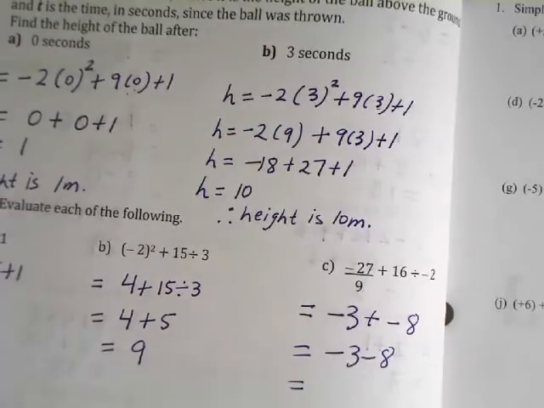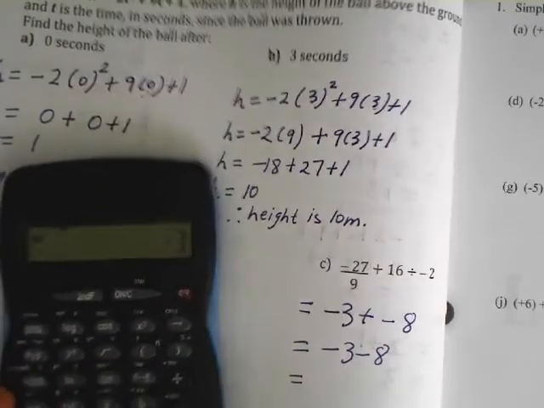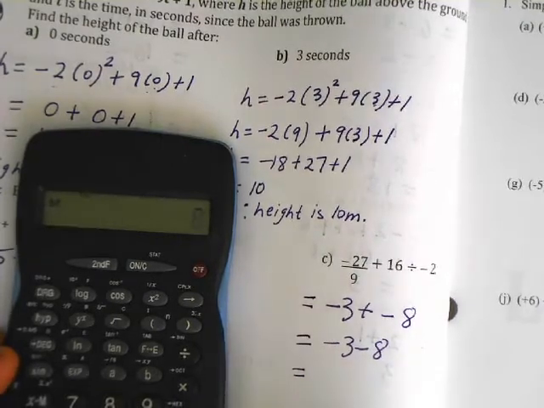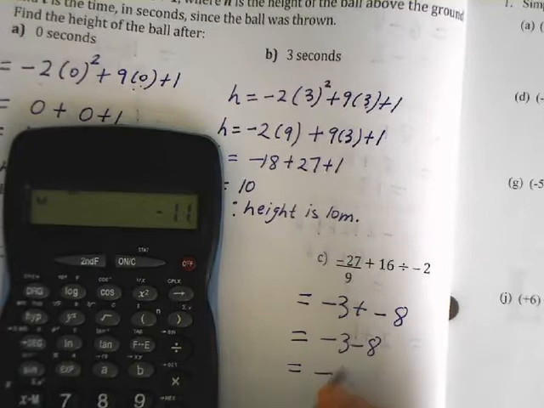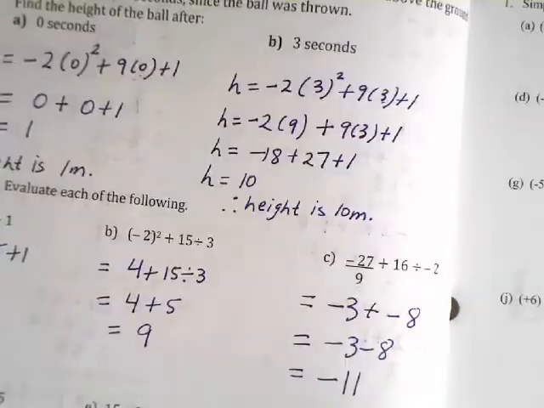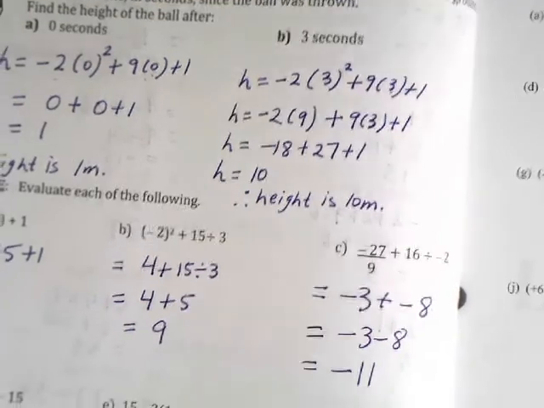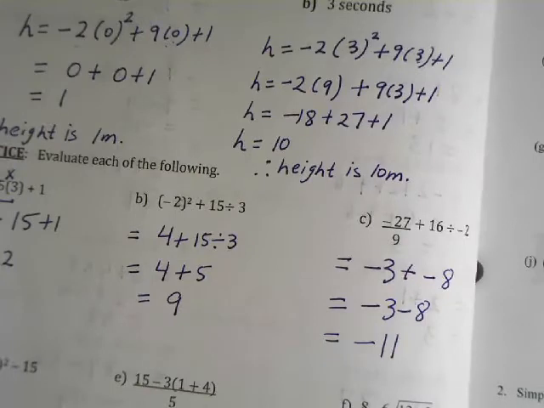And now we're going to use a calculator. So we have negative 3 and minus 8, which is negative 11. Any question? Shh, keep it quiet, Mohammed.